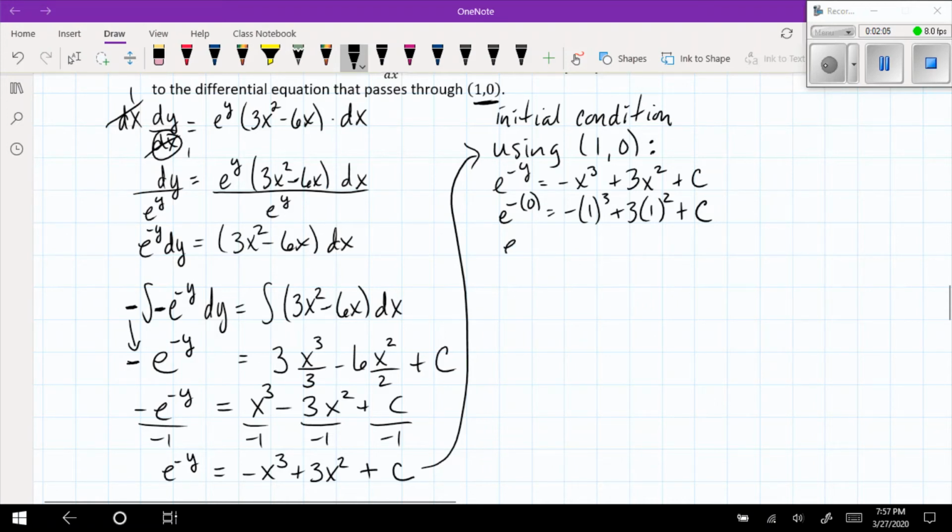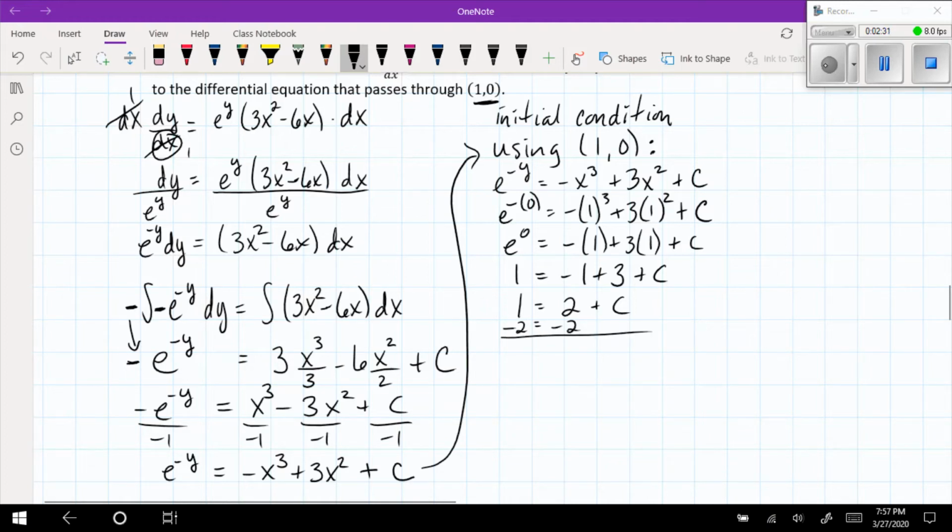So negative 0 is still 0. And copy this negative sign. 1 cubed is 1, plus 3, 1 squared is 1, and plus c. E is a non-zero base, so e to the 0 equals 1 equals negative 1 plus 3 plus c. Negative 1 plus 3 is 2. And I've learned my lesson here. I always want to write this last piece out because it'd be just like me to mess up right here. Negative 1 is equal to c, or c is negative 1.